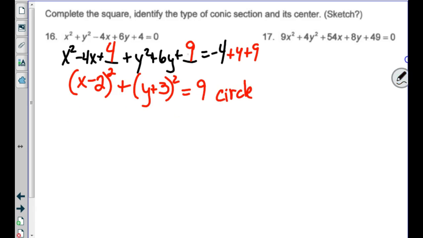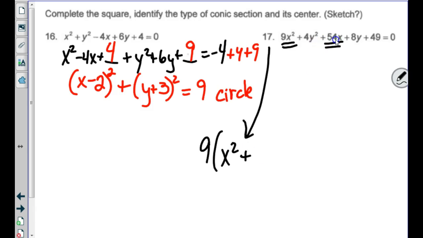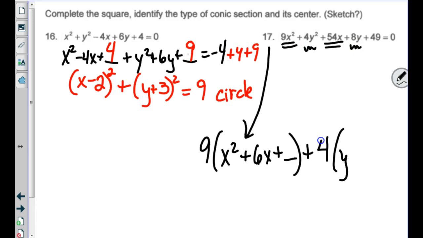Okay, 17. Talk me through this one real fast. Take a 9 out of the x squareds. What are the x squareds? Or the x's, sorry. I'm trying to skip a step here. x squared plus 54 divided by 9 is 6x. Okay. The y's, 4, and then we'd have y squared plus, we divide it out of 4, we'd have 2y.